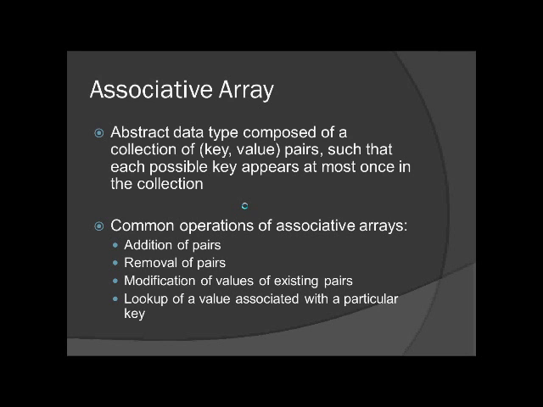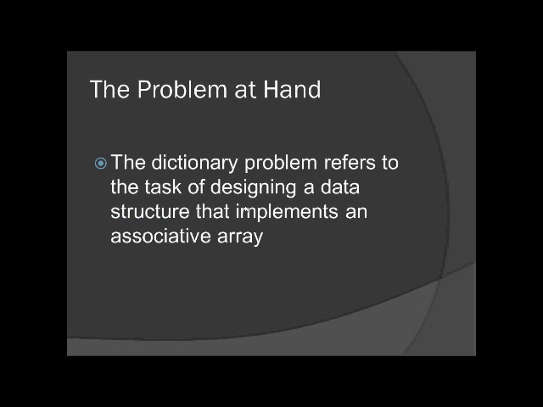Some common operations of associative arrays include addition of pairs, removal of pairs, modification of values of existing pairs, and a lookup of a value associated with a particular key. The problem at hand in dictionaries refers to the task of designing a data structure that implements all of these aspects of an associative array.